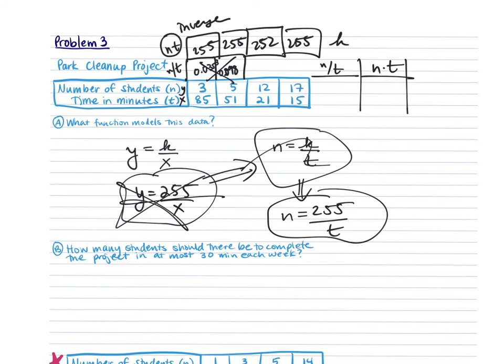Okay. And then how many students should there be to complete the project in at most 30 minutes? So we want n, the number of students. 255 divided by 30 equals 8.5. So 8.5 students, right? You couldn't do it with 8, so you need to go up 1, because we're talking about people. So 8.5 people, not really a thing. So then we could call that 9 people.